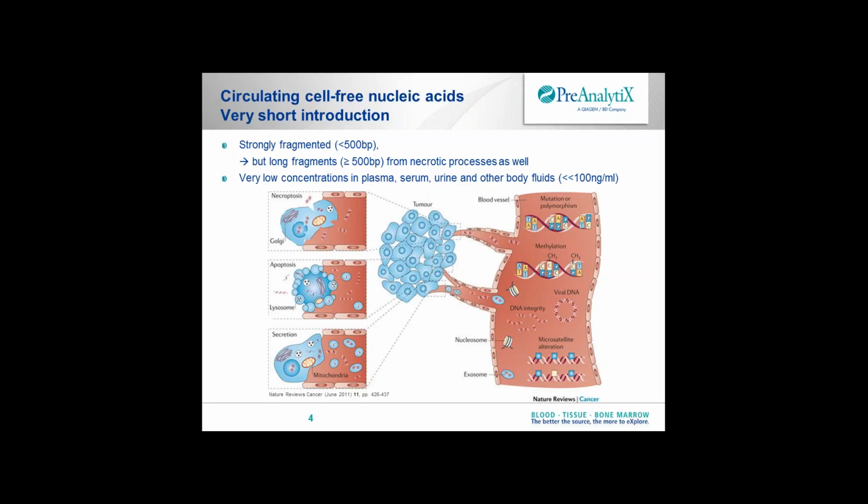So we have a large spectrum with respect to length, and additionally we have a very, very low concentration of this free circulating nucleic acid in body fluids such as plasma, serum, urine, and others, far below 100 nanograms per milliliter in most cases. And we concentrate now in this talk on the ccfDNA from plasma.